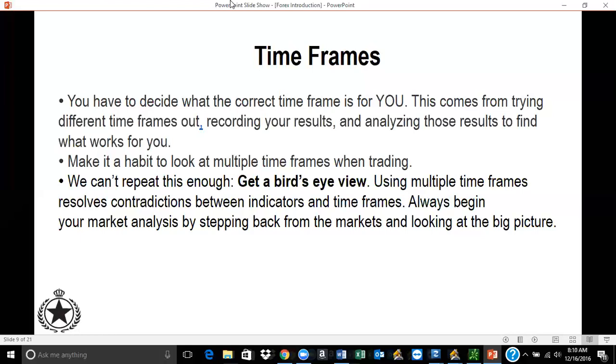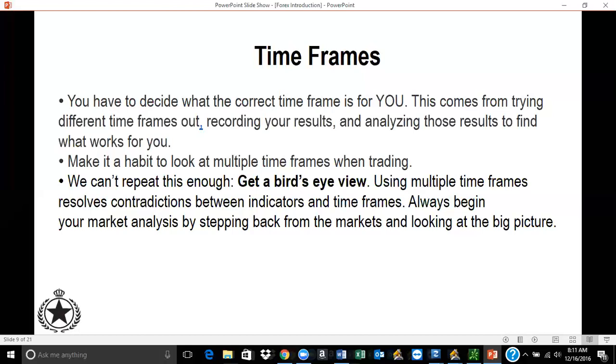That's very important to know when you're starting out trading, because that's something I really didn't understand. I didn't understand how there could be one trend on this chart and a different trend on another chart. Well, that comes from looking at a bird's eye view. This is something simple, but once you understand it, it makes your trading a lot easier.